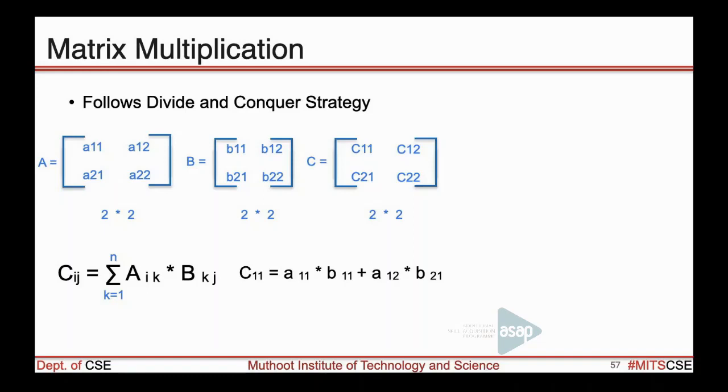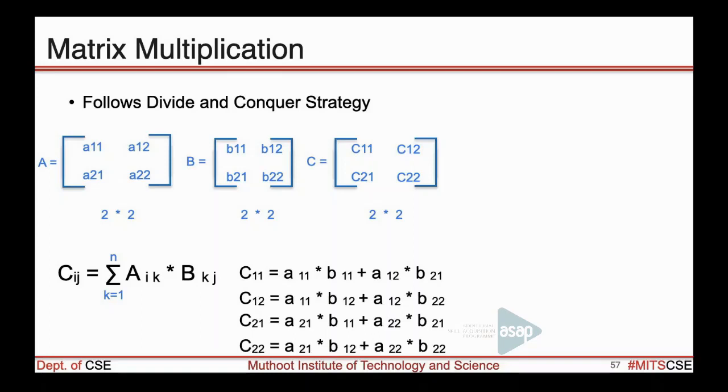That is C11, which is equal to A11 into B11 plus A12 into B21. This is the normal matrix multiplication that we use. Similarly, you can write C12, C21 and C22. So here we have done nothing, just the normal formulas of matrix multiplication.